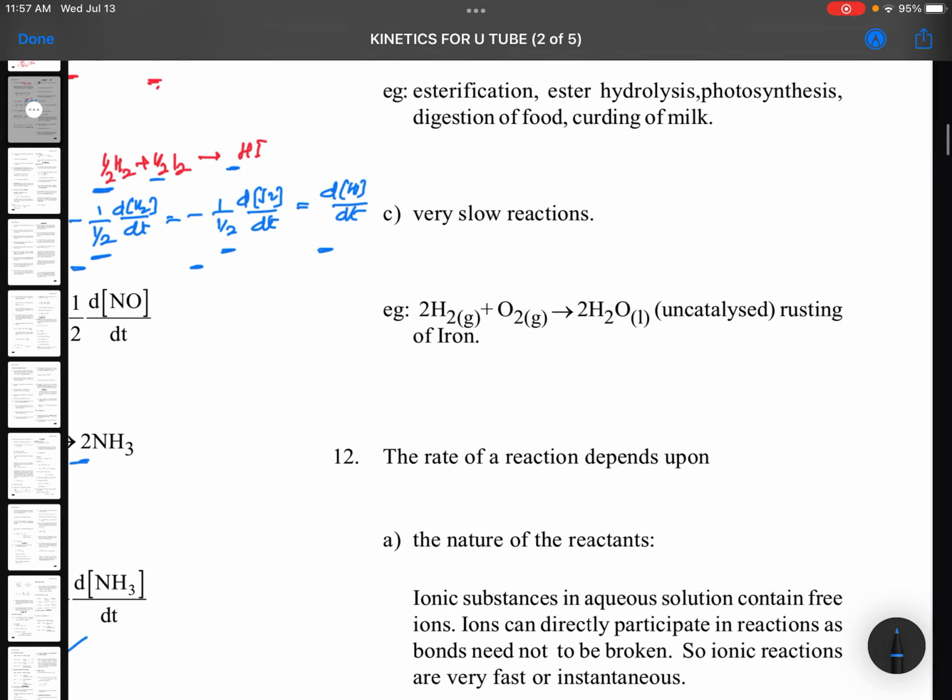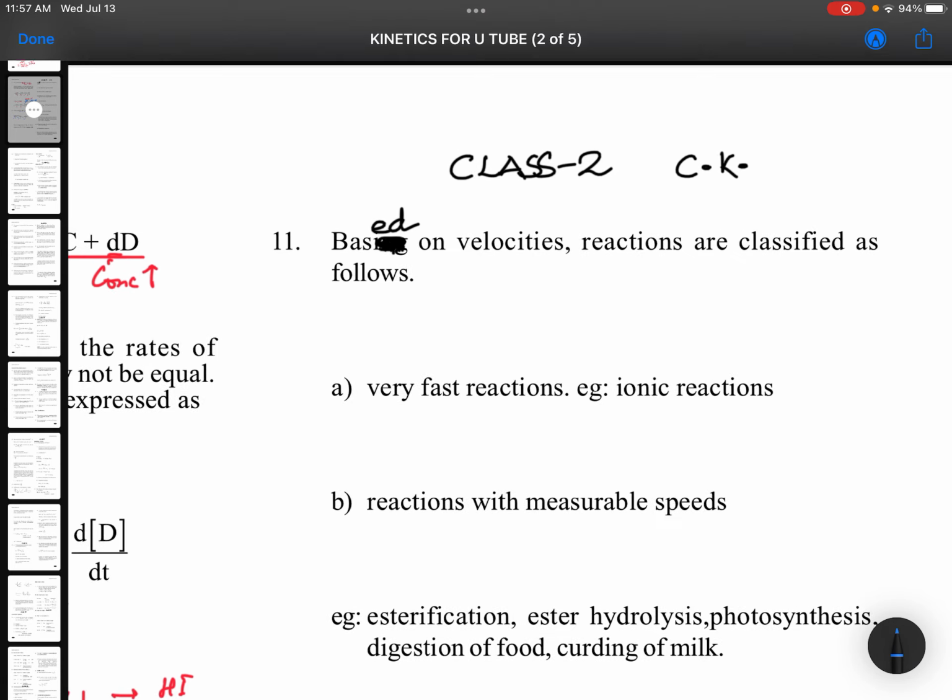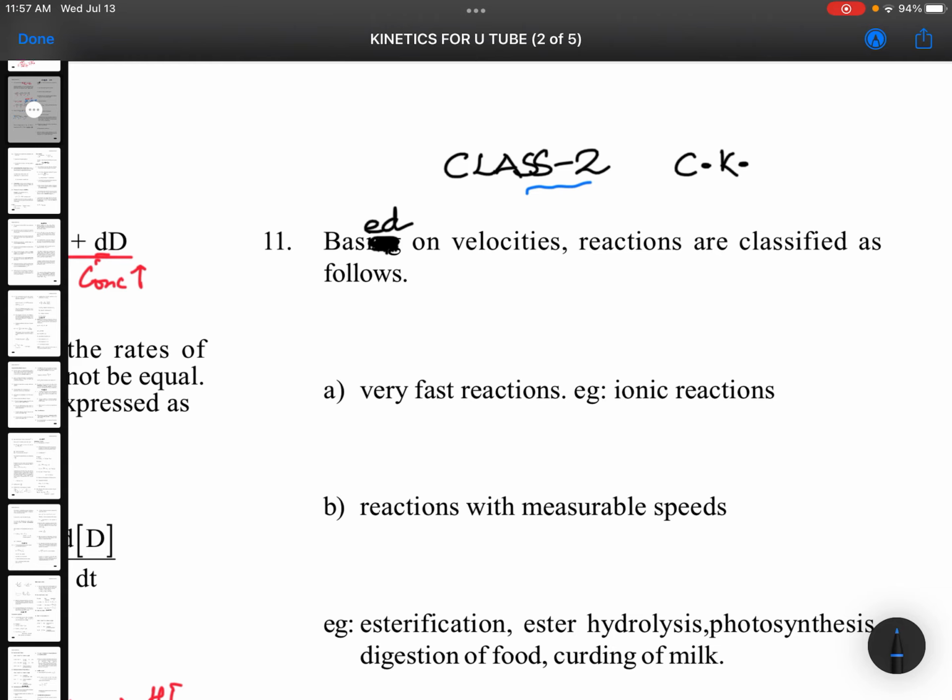Fine. This is the introduction part. We will discuss the remaining in the second class. It will be continued.